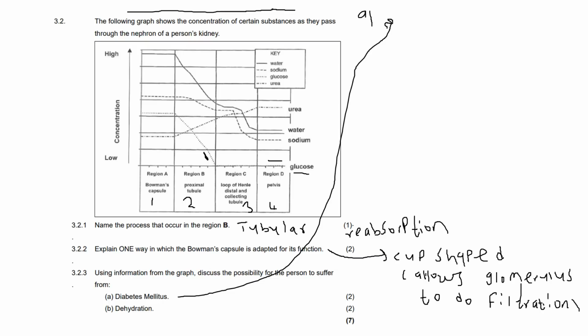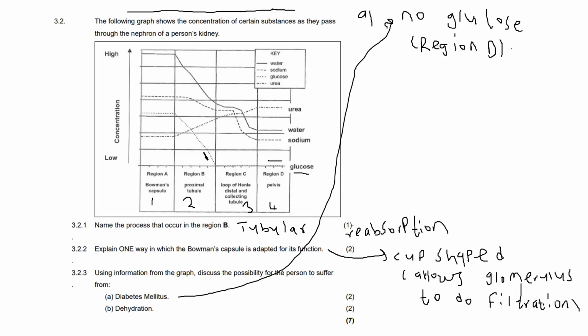If you have a lot of glucose in region number 4, this will increase the chances of you getting diabetes, because it means your kidneys are absorbing a lot of glucose. Here we have got no glucose in region 4. So to answer this one, you will say: first of all, no glucose levels in region 4 or region D. There's no glucose in region D.